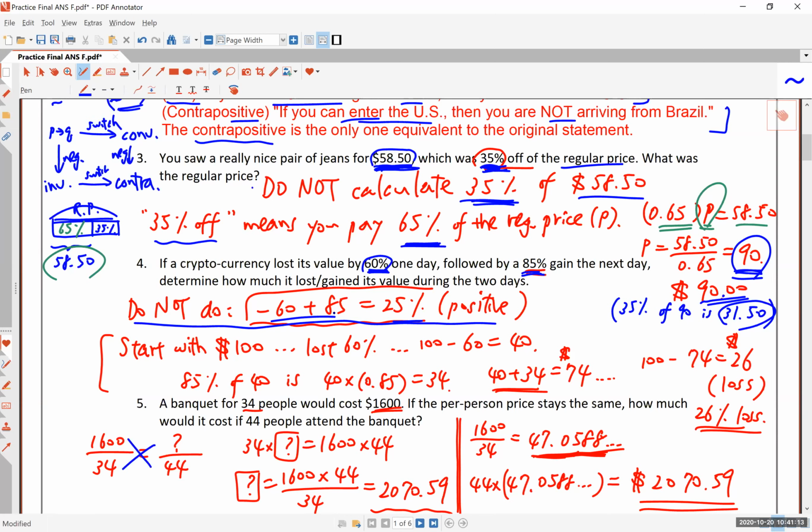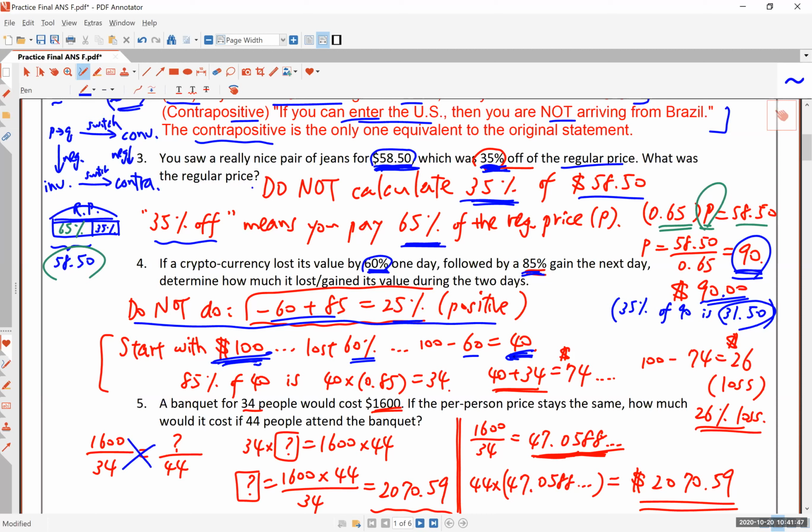Okay, what's the best way to think about this? I would start with 100%, $100 or some fixed number. Okay, if the cryptocurrency in this case is worth $100, and if it lost its value by 60%, you take $60 off, and after that one day, the currency is only worth $40. Now it's going to gain 85% of not 100, but $40, right? Because that is the current worth of the cryptocurrency.